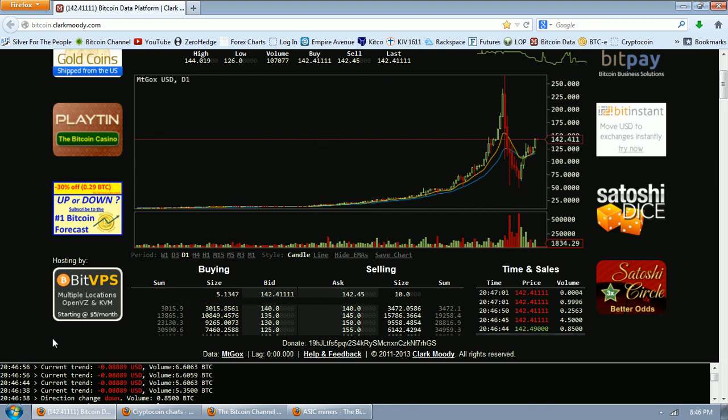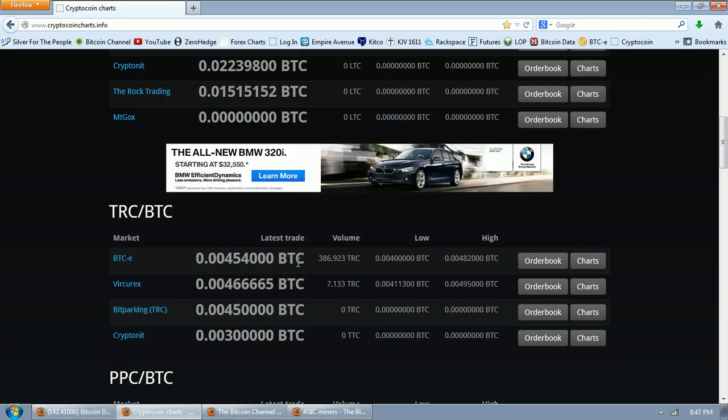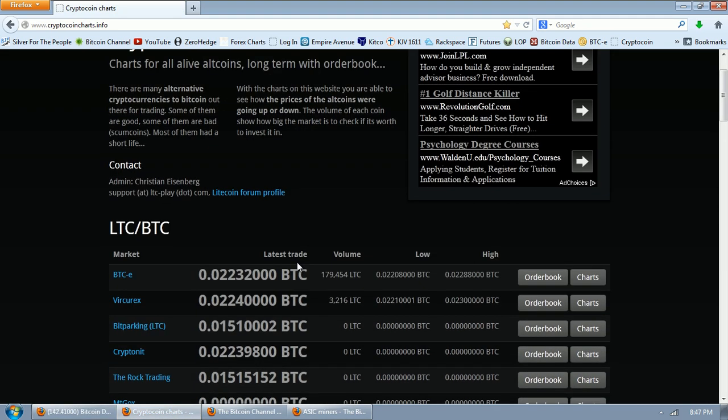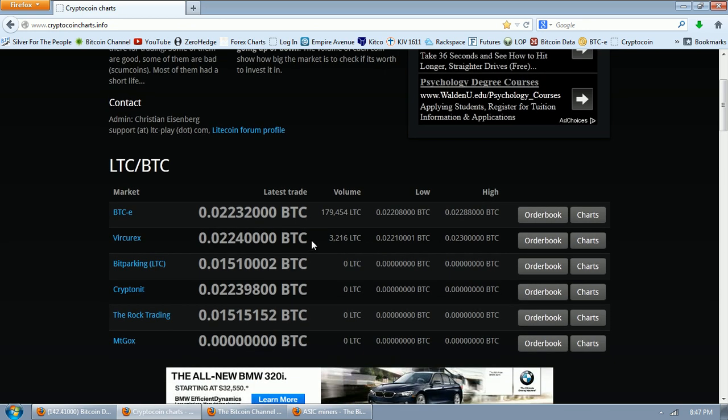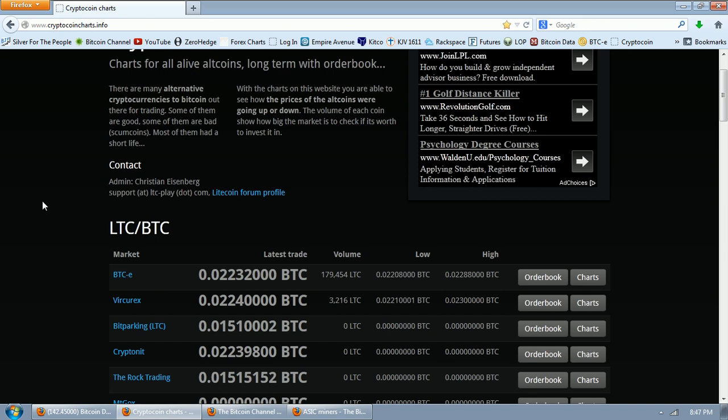I have some questions I want to go to, but before I do that, I want to jump over to the alt cryptocurrencies. Now, if you remember, the last time I was covering these, I don't know if there was a DDoS attack against Vercurex, but Vercurex went down for a period of time. I thought they were going to come up with a new software platform, but they came up with the old one. It's definitely inferior to the one over at BTC-E.